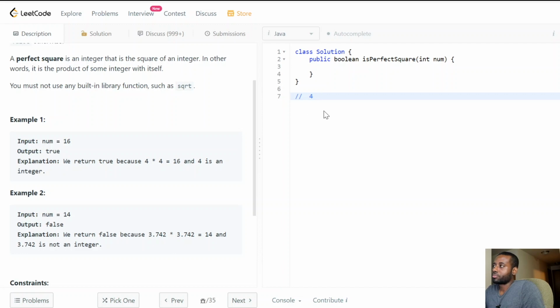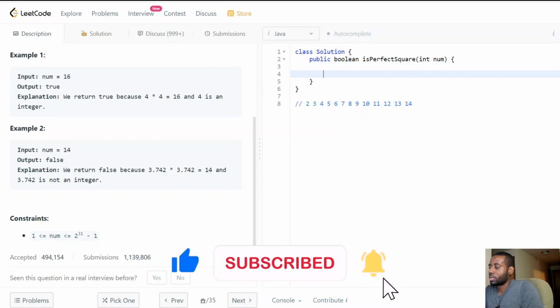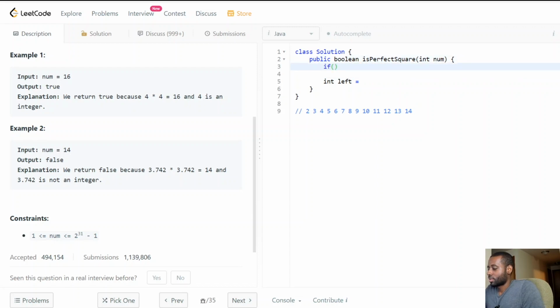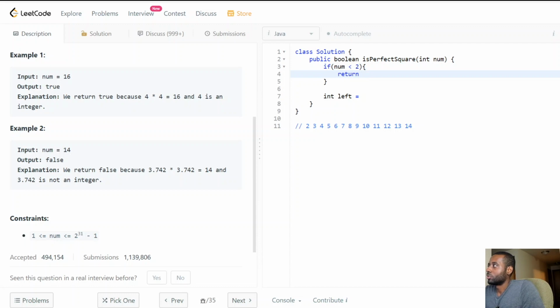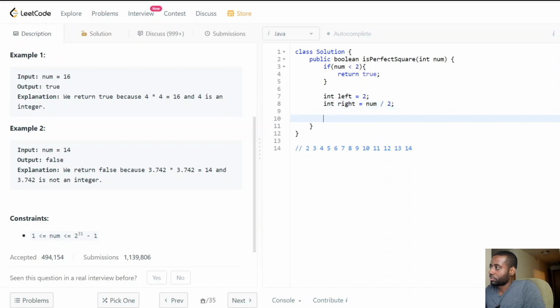Easy peasy. So let's quickly go ahead with the implementation. Hopefully you guys understood everything. Now we're going to initialize our search space. But first, we check the rule that I told you: if the number is less than 2, return true because it is a perfect square. Now we initialize our search space. We start from 2, and the upper bound we said is not going to be greater than num divided by 2.